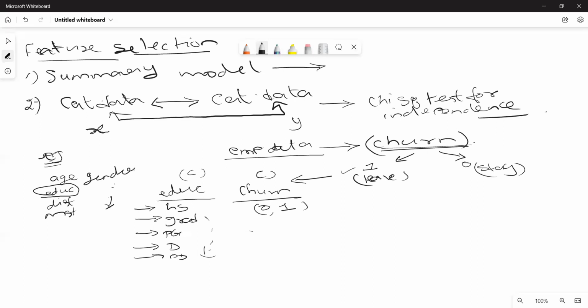Now, if I do a chi-square test on education and churn, based on the output, I can decide whether churn is dependent on education, or are they independent? If they are dependent, it means that this is significant. Otherwise, it is not significant, and I can remove that column from my data set. So this is another way that I can do the feature selection on the data, using the concept of chi-square on each of the independent features which are categories.